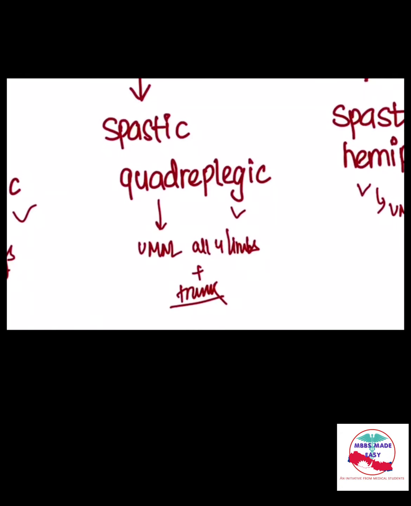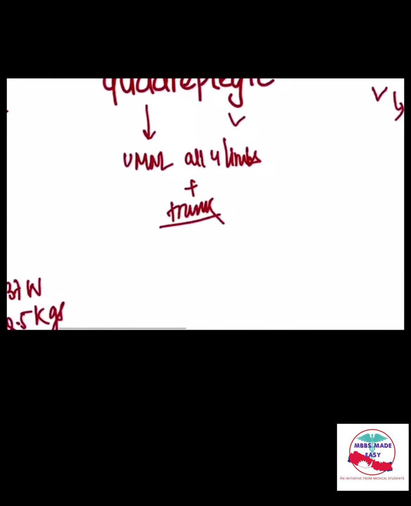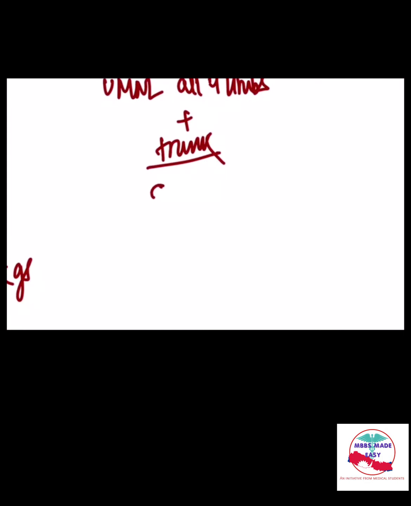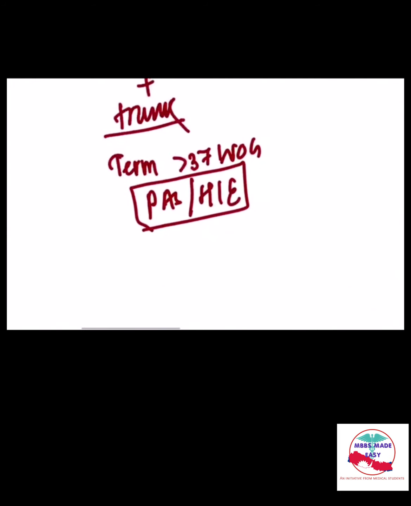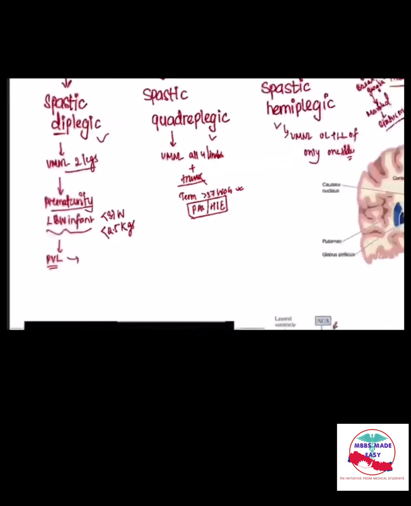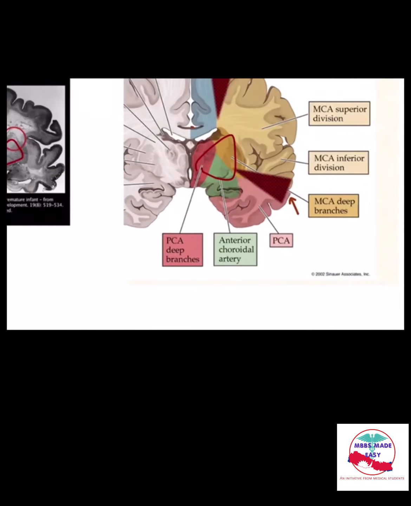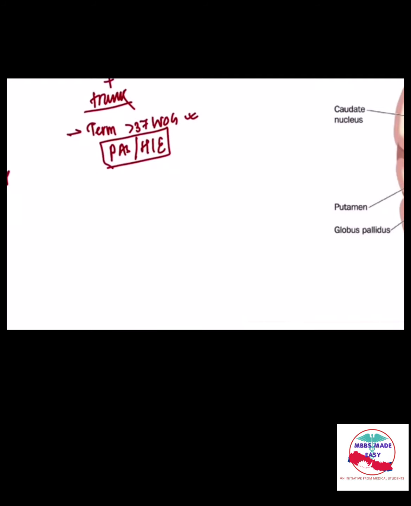Okay, now spastic quadriplegic occurs in those children who were born at term, so more than 37 weeks of gestation, and who underwent perinatal asphyxia or hypoxic ischemic encephalopathy. Hypoxic ischemic encephalopathy or perinatal asphyxia in the sense that after birth their brain suffered a global ischemia. All the blood vessels in their brain developed ischemia. This is blood supply from all the blood vessels decreased together, especially in those children who were born at term, so more than 37 weeks of gestation.